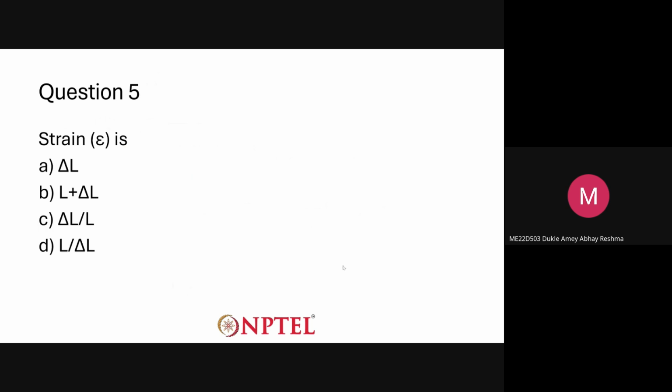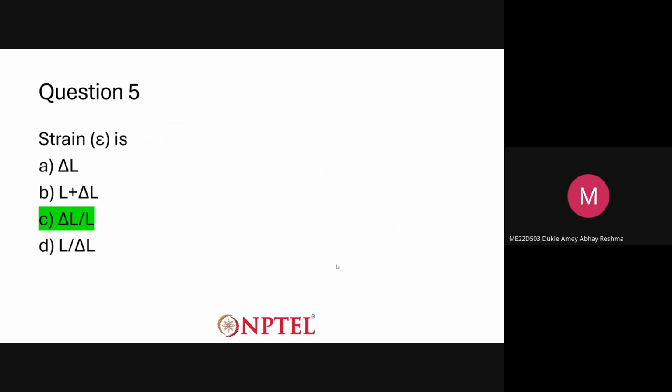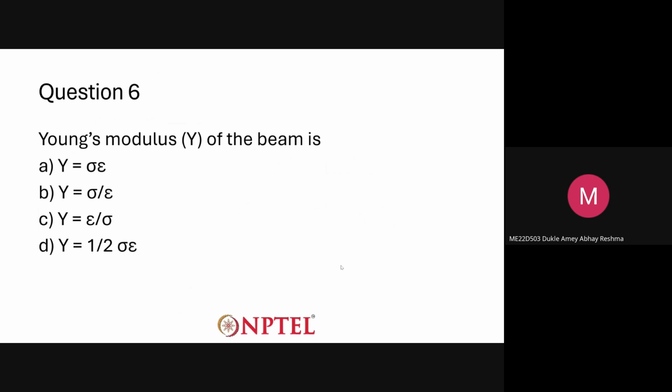The next question is what is the strain? The strain is, as I said, change in length upon original length, so that is delta L upon L. Now, what is the Young's modulus? Young's modulus is based on the fact that stress is proportional to the strain.